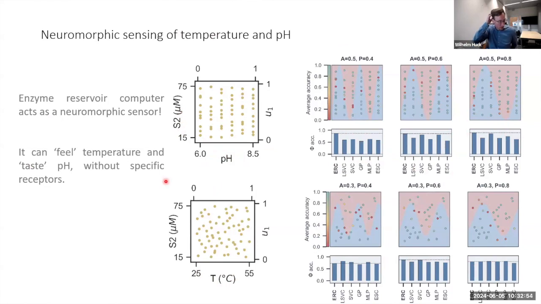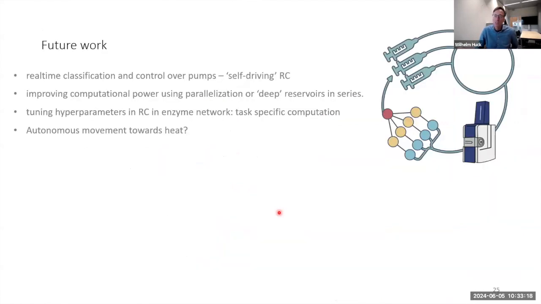So this is the very first demonstration. I hope that I could have shown you more, but we are still working on more extensive sensing applications. But I think it's a demonstration that this network can feel the temperature, taste the pH, without having specific receptors for this. Of course, we did test the pH dependence of every individual enzyme, and then indeed you see they all have their maximum somewhere else. And so this is the underlying reason why this works. So where do we want to go and take this in the future?